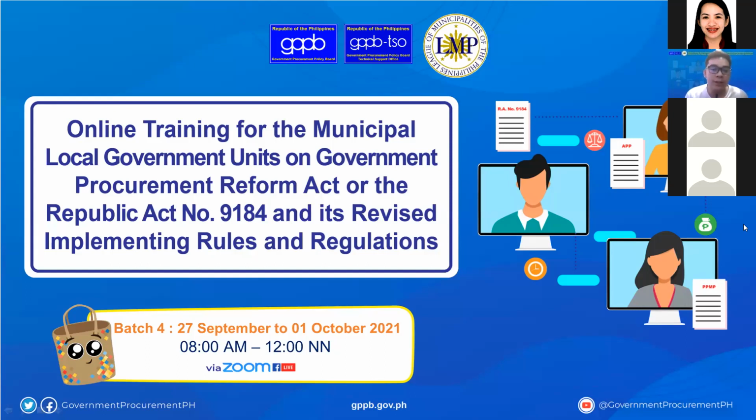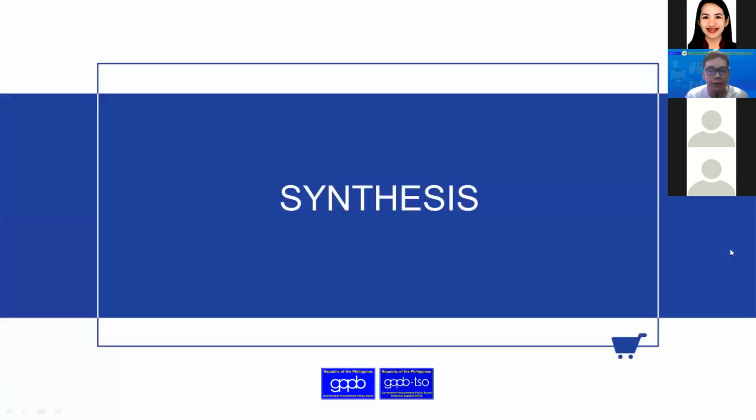Again, let me provide you a synthesis of today's activity. For today's activity, we had an in-depth discussion regarding protest mechanism and remedies, where we learned the grounds and remedies of offenses committed in relation to the conduct and or participation in procurement activities, and understood the procedures and considerations of how to resolve a request for reconsideration and how to request for reconsideration.